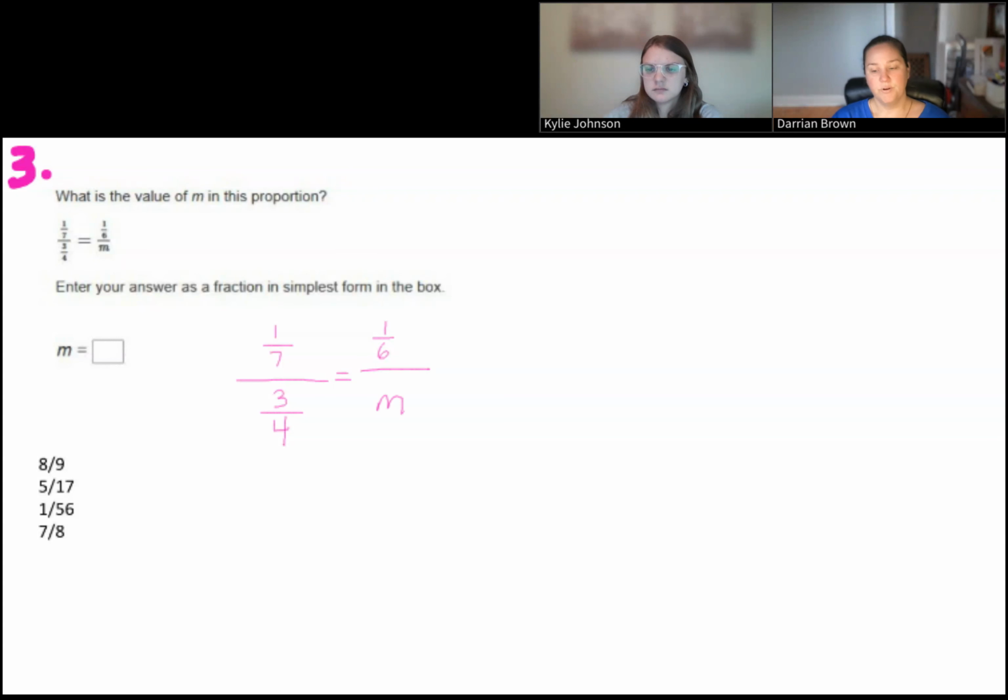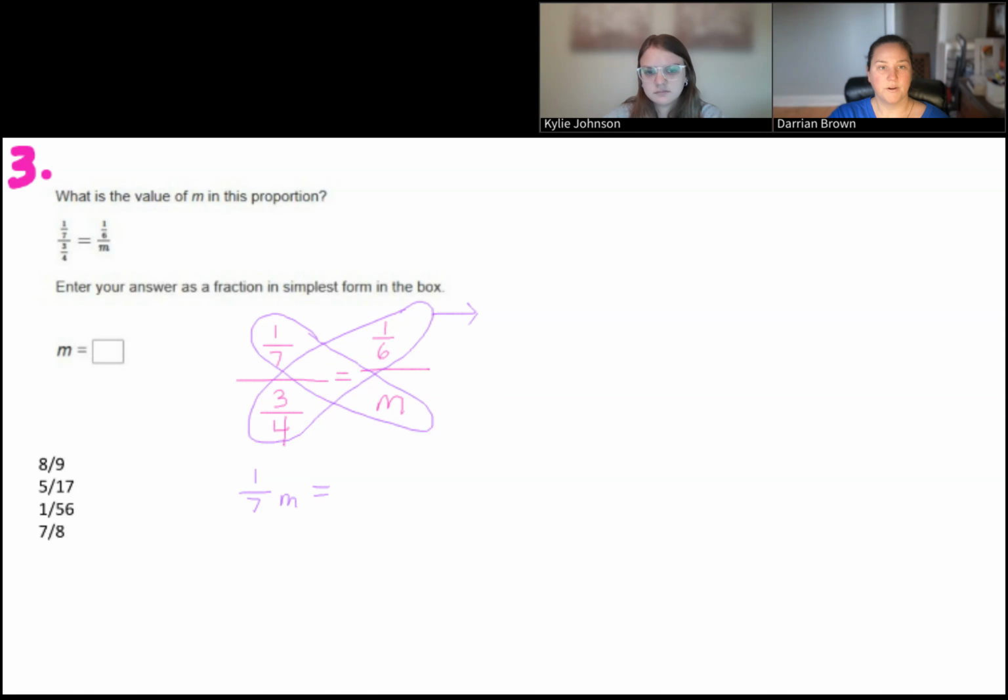All right. Who knows what we do to solve proportions? 2 words I'm looking for. How do we solve proportions? Very good, Christian. Yes, we cross multiply. So we're going to cross multiply here like a big old X. 1/7 times m is easy because you just squish them together. That would be 1/7 m equals, now we need to solve this top one.